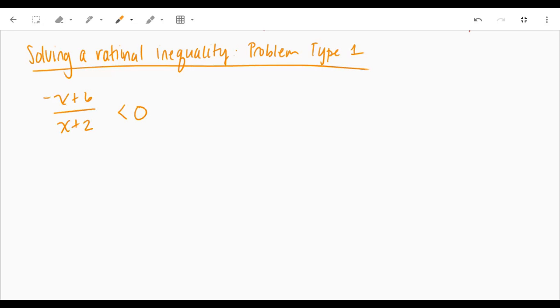Your boundaries are still what would make each piece equal to 0. X equals 6 would make the numerator 0. That's where your x-intercept is. X equals -2 would make the denominator 0. That's where you would have a vertical asymptote. But those are the two places where something like this could possibly switch signs. So same idea. What makes the numerator 0? What makes the denominator 0? Draw a number line.